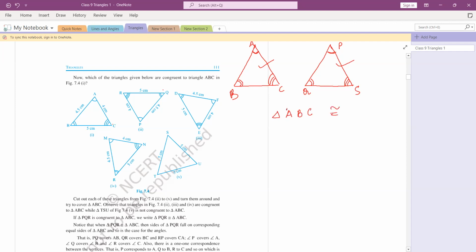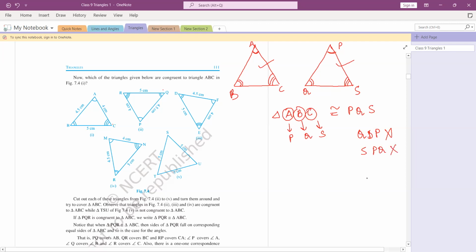Now because angle A is equal to angle P, I'll write P first here. Then angle B is equal to angle Q, so I'll write Q here. Then C is equal to S, so I'll write S here. So I cannot write it like this, anything Q, S, P. This will be wrong. Neither can I write S, P, Q. This will also be wrong. So I'll have to match. A will match with P, B will match with Q, C will match with S. This is very important. So you cannot just flip them.